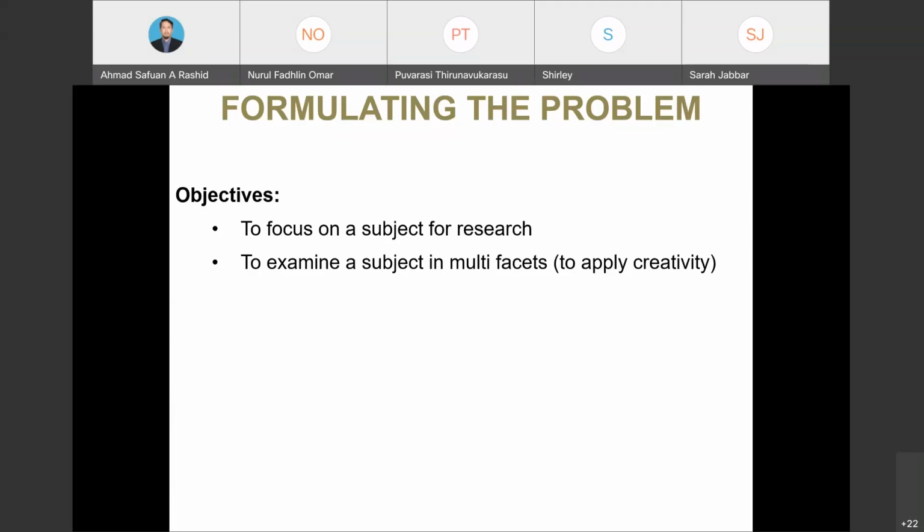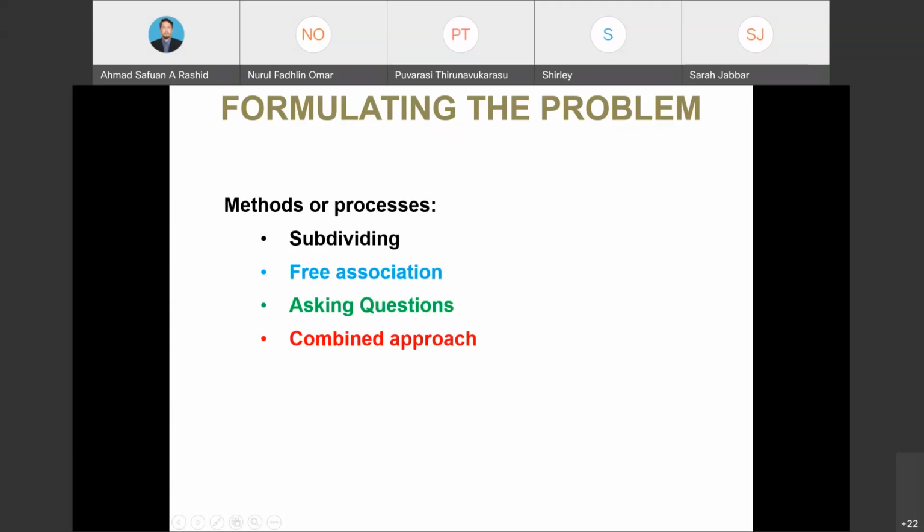Formulating the problem means focusing on the subject for research, to examine the subject in multiple facets and to apply creativity. The methods or processes are subdividing, free association, asking questions, and a combined approach. These are the common methods, so it depends on which approach you want to use.